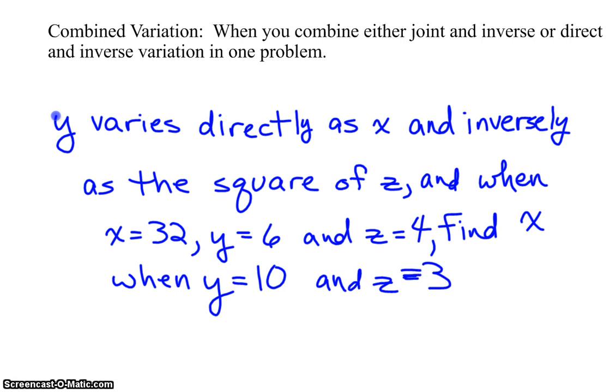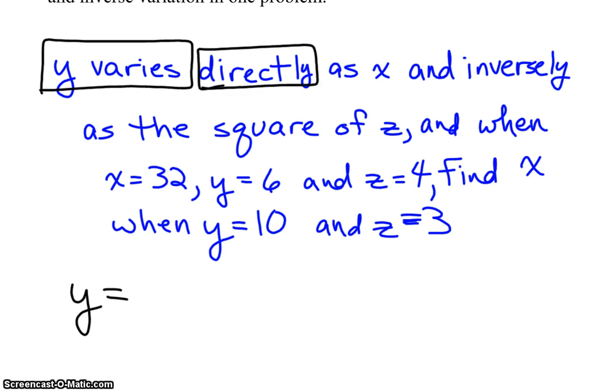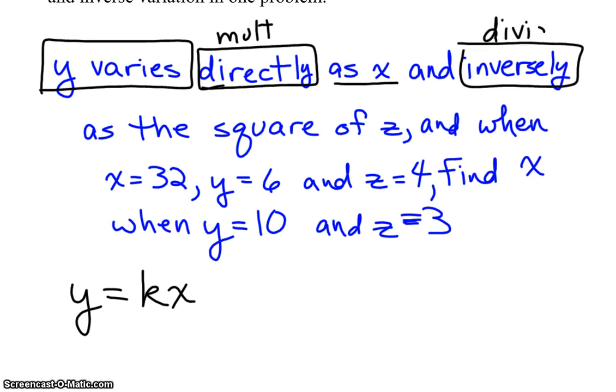Now, to start this problem, first thing we need to look at is our statement of variation. First off, it says y varies, so I start with y equals, and then it says directly, which means I'm going to multiply by whatever comes next. So I'm going to multiply by x, so I have y equals kx, and inversely means I'm going to divide that result by whatever comes next, and whatever came next was the square of z. So my problem looks like y equals kx over z squared.